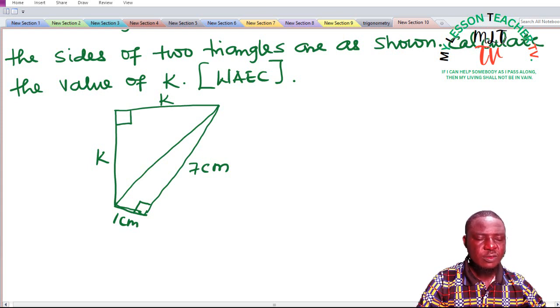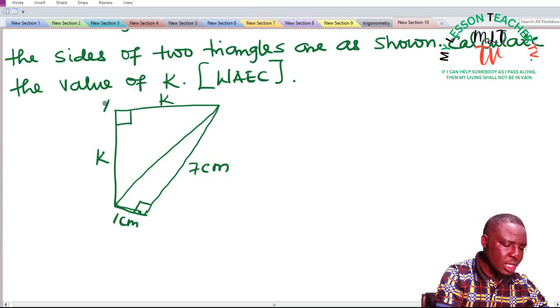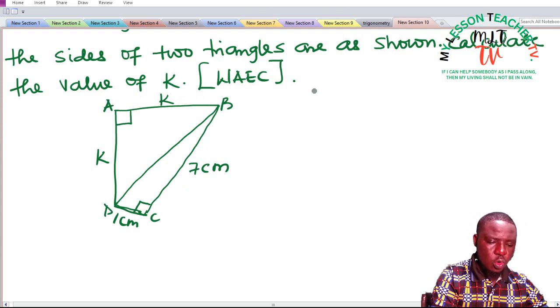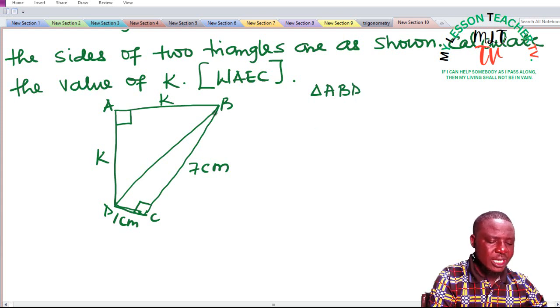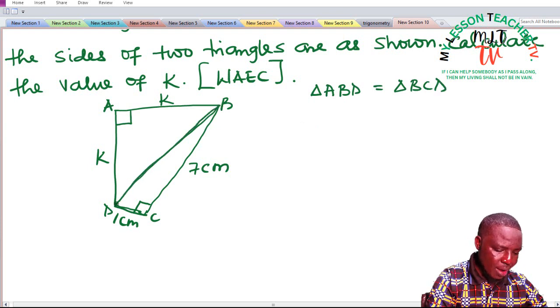Now you need to first of all understand the question, and when you can relate both triangles, then you will be able to solve it. Now you will discover that if I call this A, B, C, and D, when you consider triangle ABD, the hypotenuse side of triangle ABD is equal to the hypotenuse side of triangle BCD, and this is the hypotenuse.